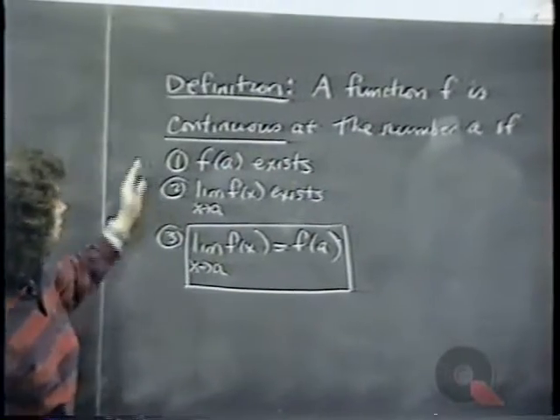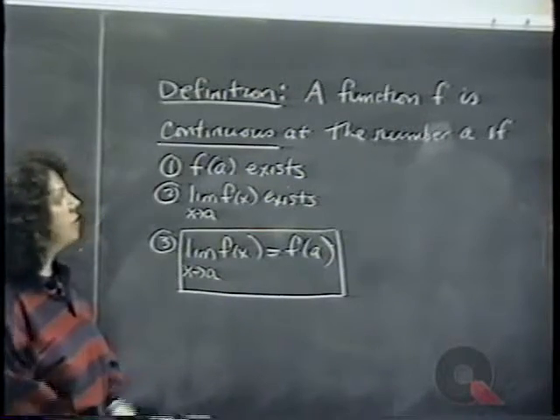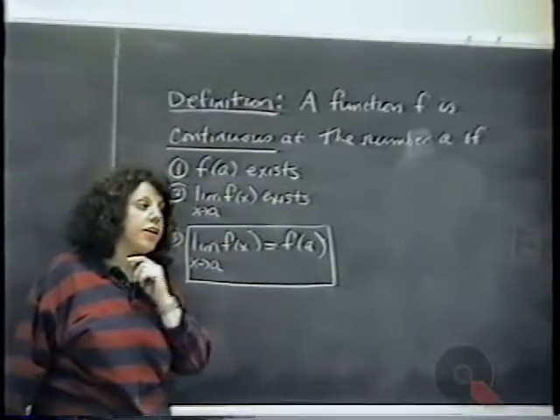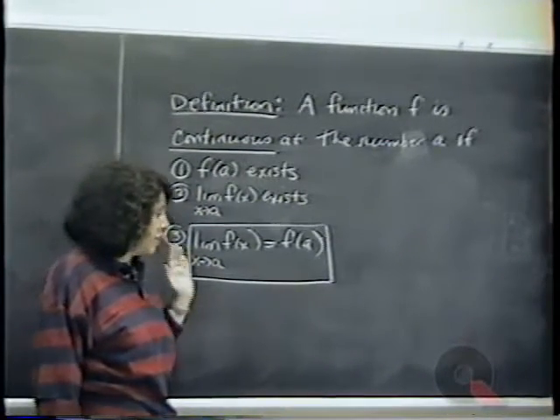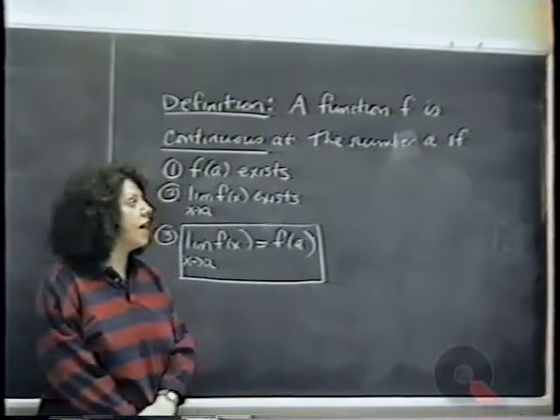Now we've been using this definition to determine whether or not a function was continuous at a certain number. As I mentioned earlier, if a function is continuous at, say, every number in an interval, we would say the function is continuous over that interval.